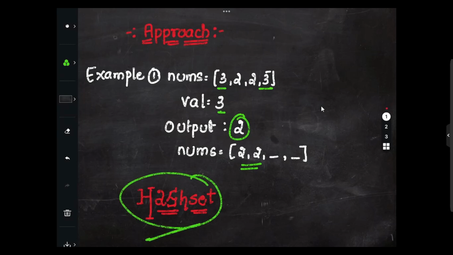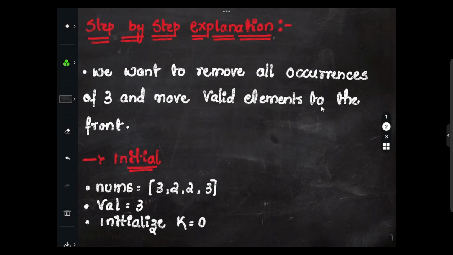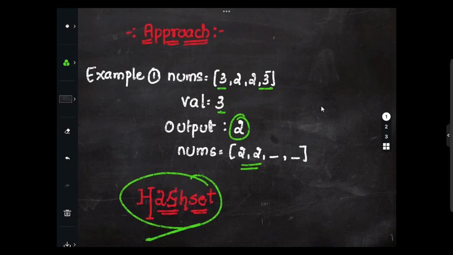The approach that we will be going with is hash set. So let's move on with a step by step explanation here. What we need to do is remove all the occurrences of 3. We have considered the same example, the first example that they've given in the question.